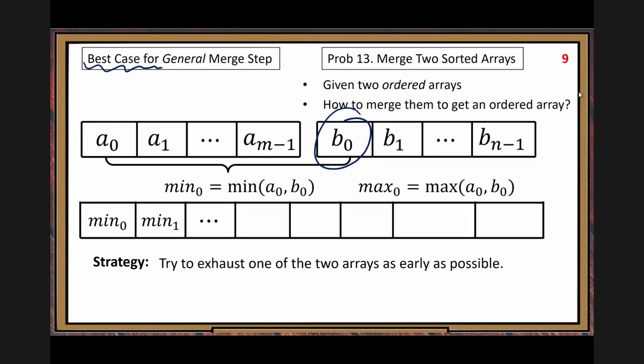That's the first possibility. How about the second possibility? A0 beats all elements in the B subarray. It's also possible, the other way around. This time, A0 is greater than all elements in the B subarray.